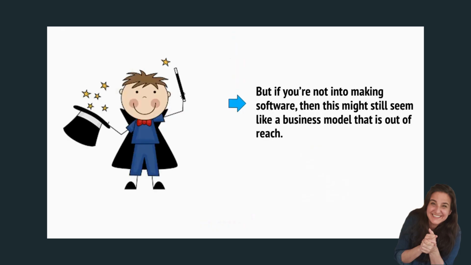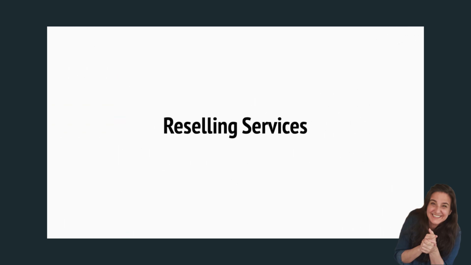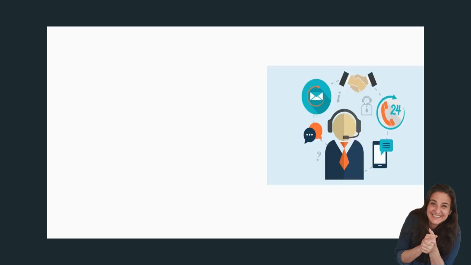But if you're not into making software, then this might seem like a business model that is out of reach. Fortunately, we have another trick up our sleeves. Service arbitrage literally means that you're buying something and then selling it on for more. Arbitrage normally refers to the process of buying and selling securities or currency simultaneously in different markets for a profit. Doing this with services is simple.